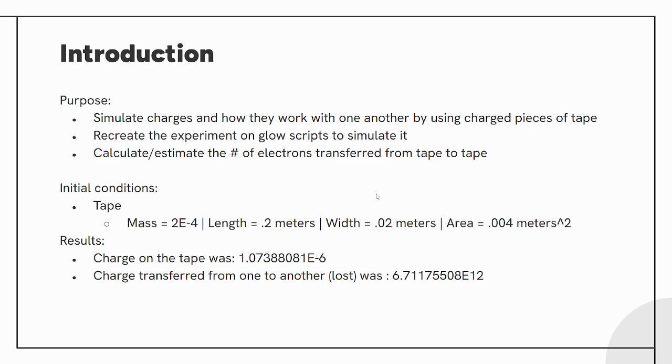The initial conditions are here. The mass is 2e-4, the length is 0.2 meters, the width is 0.02 meters, and the area is 0.04 meters squared. The charge on the tape was 1.07e-6, and the charge transferred from one to another was 6.7e12.